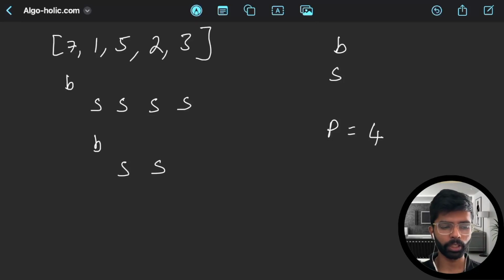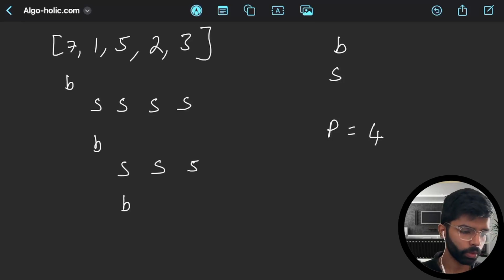Then we move over here. There is still a profit, but since the profit is not more than 4, we move on. Again, the same thing applies. The profit exists, but it's not more than 4, so we move on. So B comes over here. We buy it over here. We try to sell it over here. It's not a profit. Try to sell it over here.